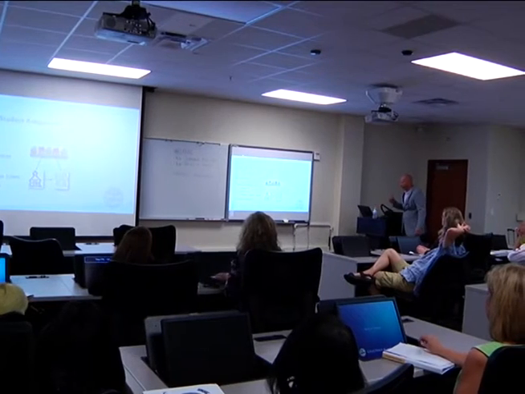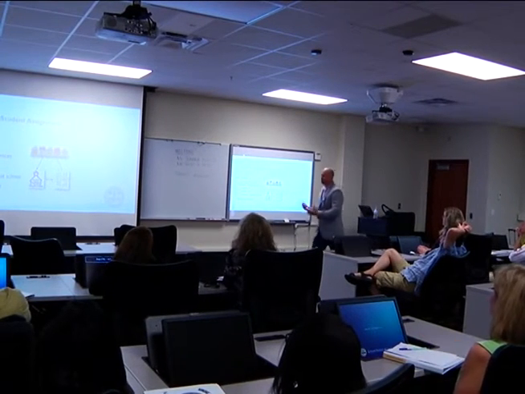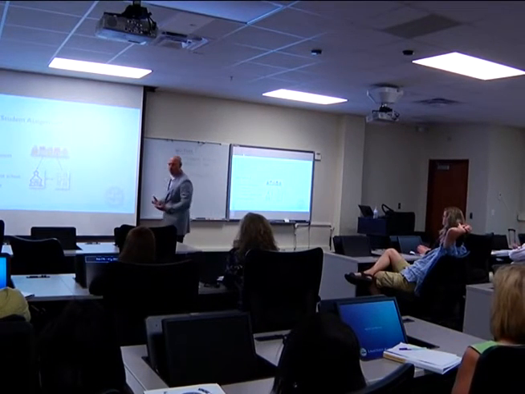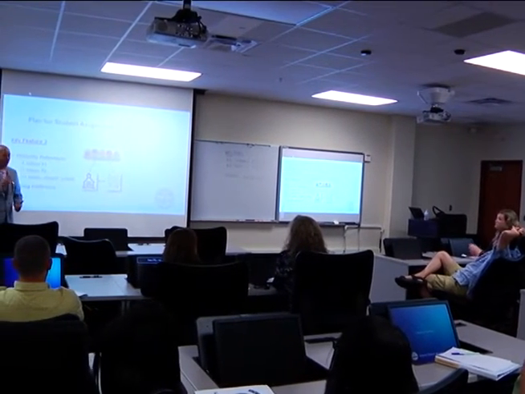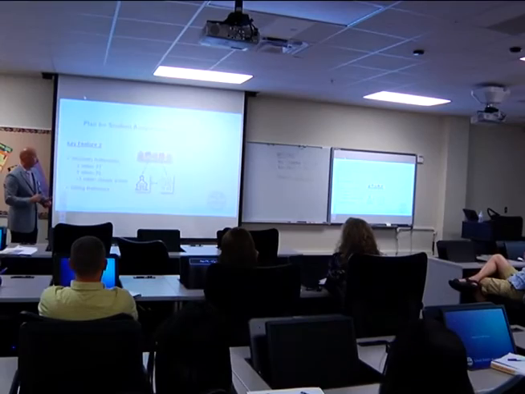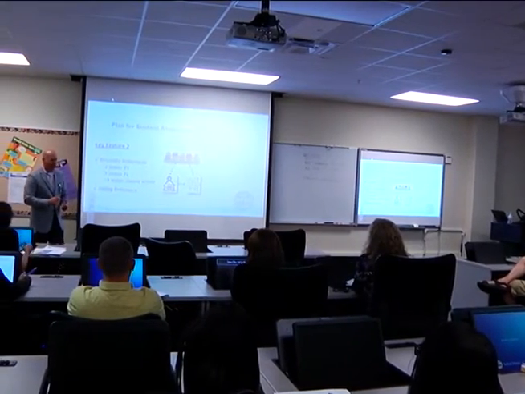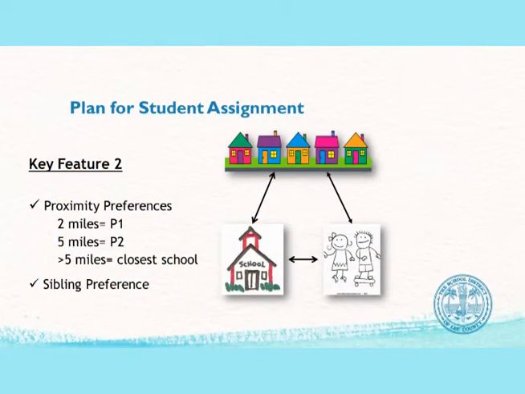The second key feature is proximity preferences. Proximity preferences are weights that you enjoy in the lottery that enhance your chances of being assigned to a particular school, only if you rank it as your first choice. And I'll go into the proximity preferences first. Proximity preferences are our attempt as a school district to create the opportunity for students to go to the school closest to their home. They enjoy a weight in the lottery that increases their odds of being assigned to that school. The first one is P1.